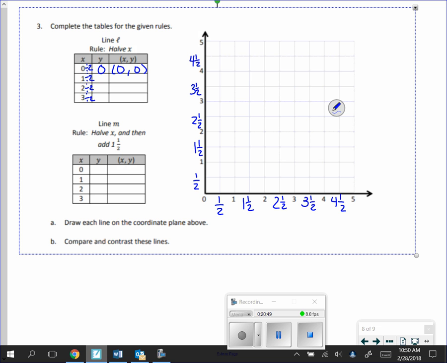1 divided by 2. I have an apple. I chop it in half. I'm going to have 1 half. So 1 half. 1 divided by 2. So my x is 1. My y is 1 half.